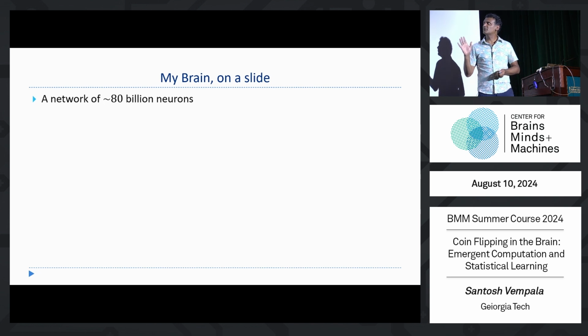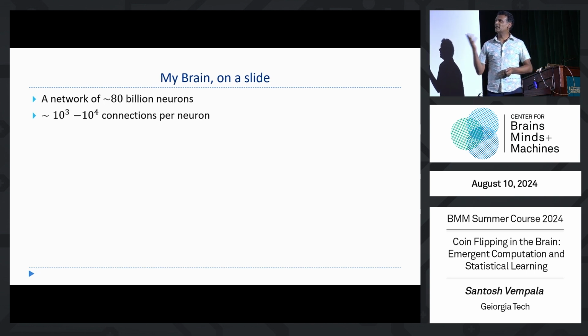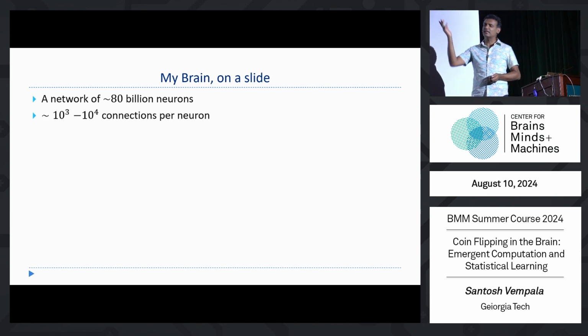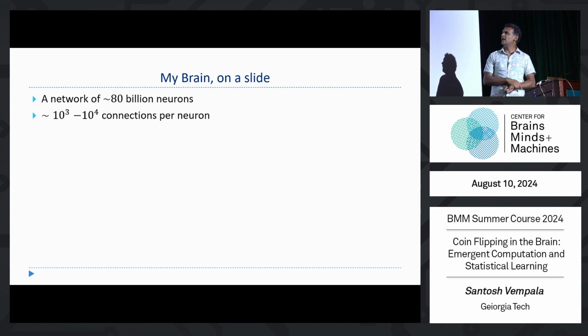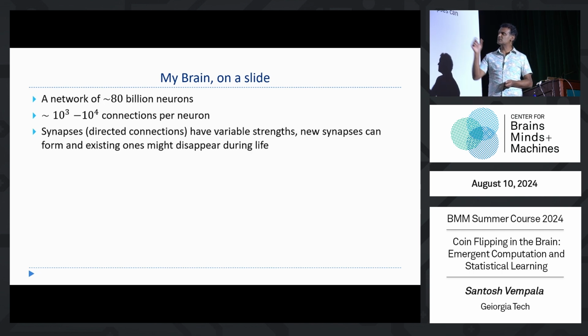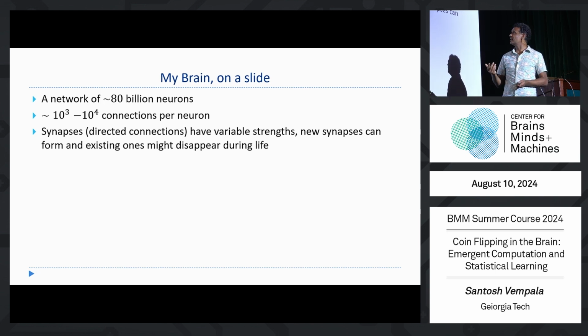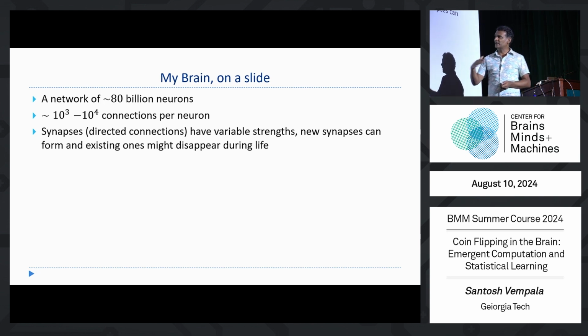So it's about 80 billion neurons. Each one has 1,000 to 10,000 connections, more or less. And it's a directed graph, so these connections are directed. These synapses, or directed connections, have variable strengths. Not all synapses are equal. Some are stronger, some are weaker. And it's not a static graph. New synapses can appear, and existing ones might disappear. The graph is dynamic. It's a weighted, dynamic, directed graph. That's the connectome part.